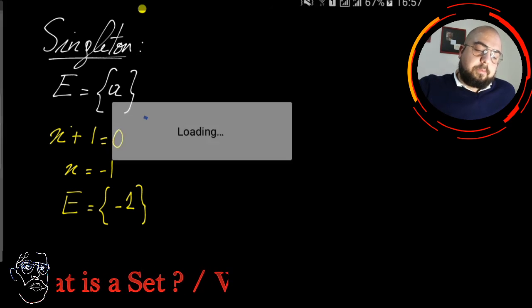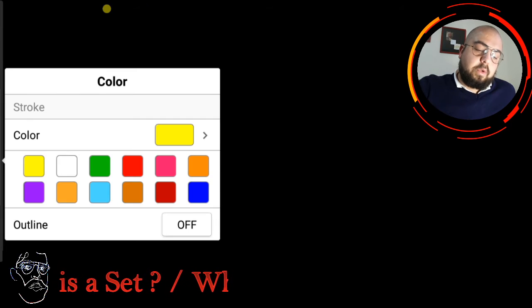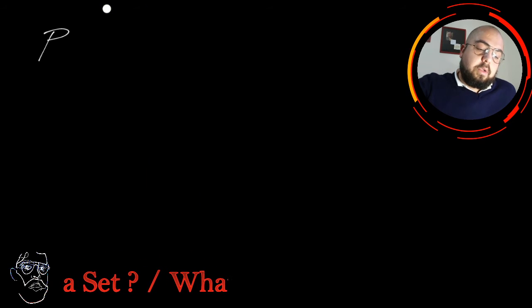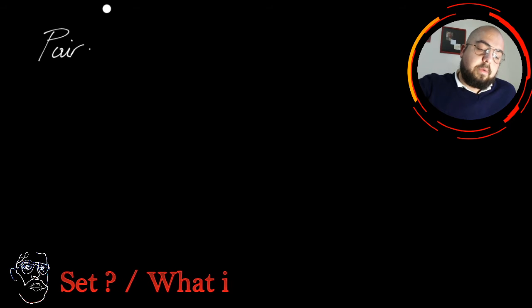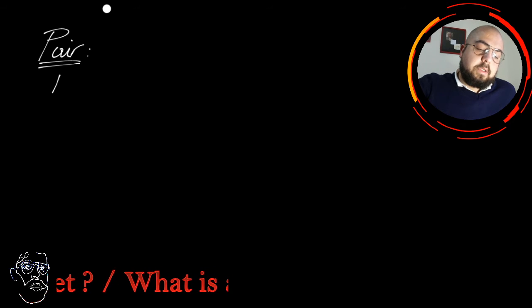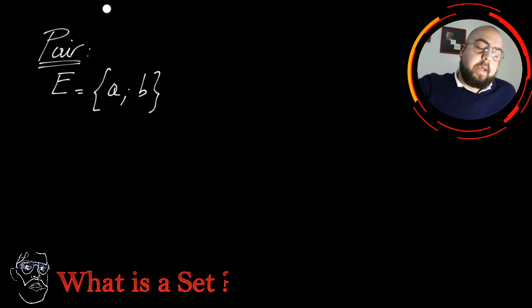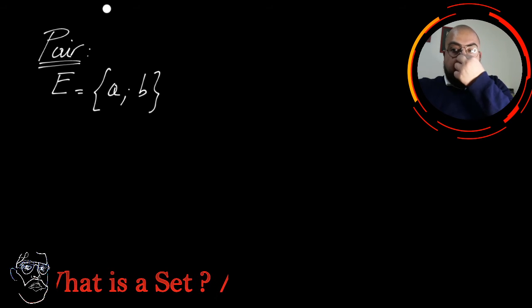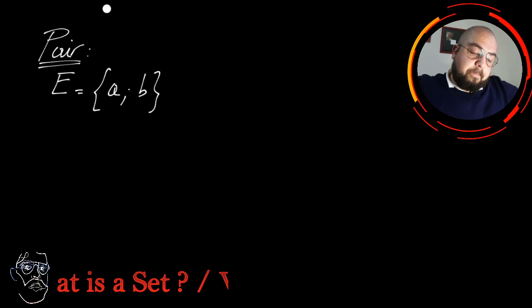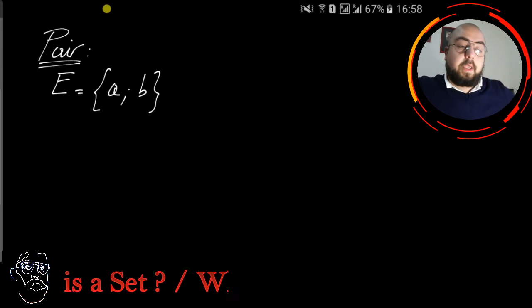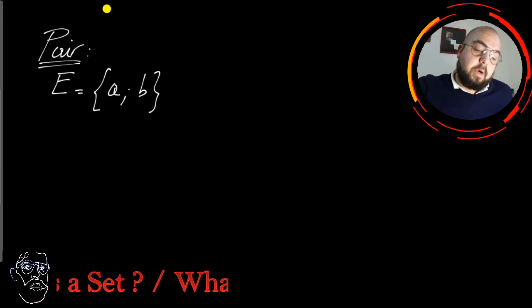What about the set which is called a pair? Whenever we have a pair, in this case, your set E is formed by two elements. It is formed by A and another element B. All right, I'm going to take an example again related to this part.